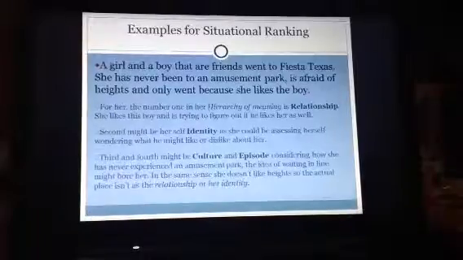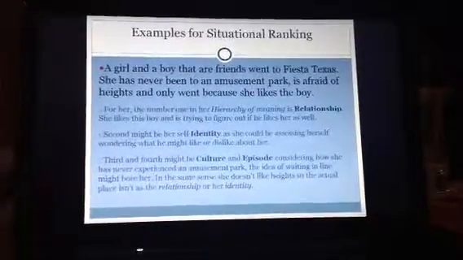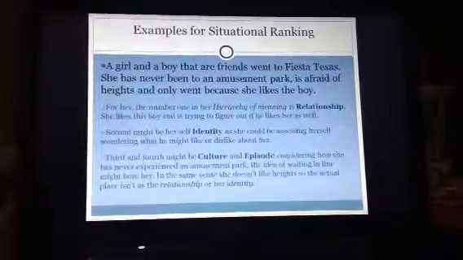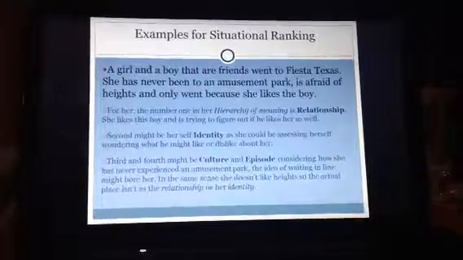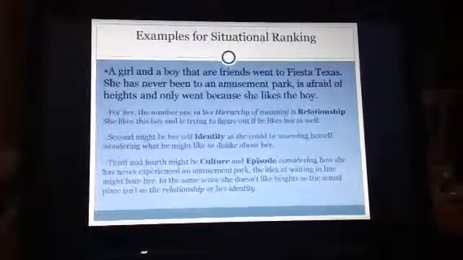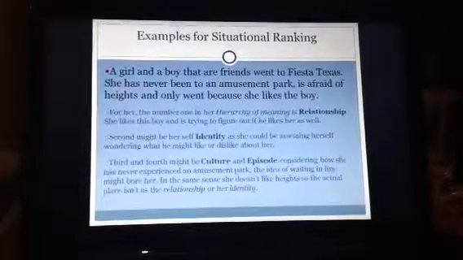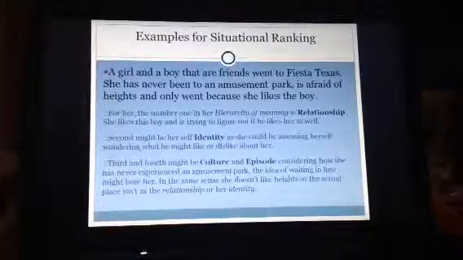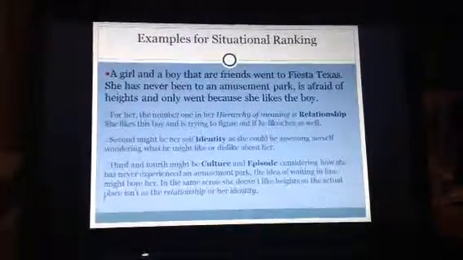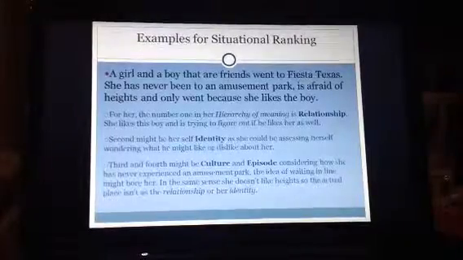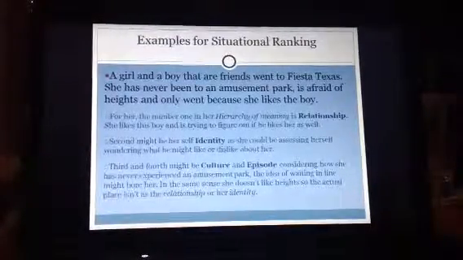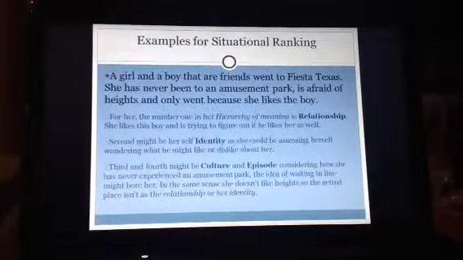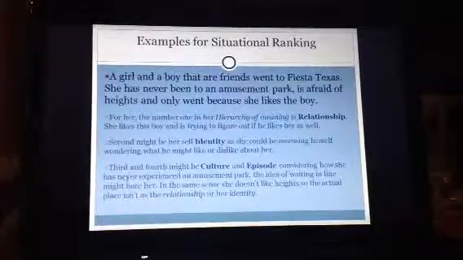Another one is a boy and a girl that are friends who went to Fiesta, Texas. She's never been to an amusement park and is afraid of heights and only went because she likes the boy. In this situation, her number one in the hierarchy of meaning is the relationship. She likes the boy and is trying to figure out if he likes her as well. Second might be her self-identity, as she could be assessing herself and wondering what he may like or dislike about her. Third and fourth could be individually ranked culture and episode, considering how she has never experienced an amusement park. The idea of waiting in line might bore her, and she doesn't like heights, so the actual place isn't as important as the relationship or her identity.